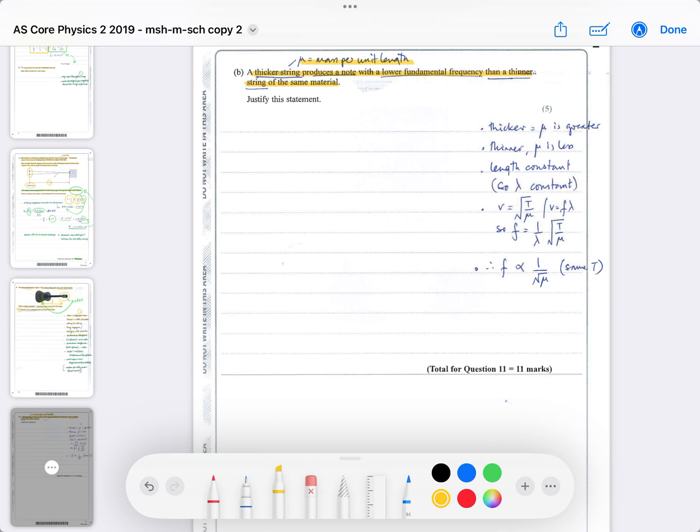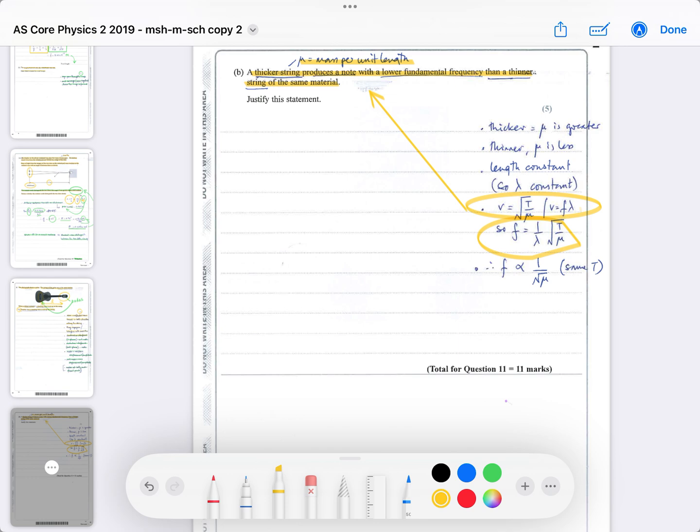And the equation for the speed of a wave on a string is v, speed, is equal to the square root of tension divided by the mass per unit length. So this is relating to that. So you can see the thicker string will have a bigger value of mu, so the velocity will be less. And you also know that velocity equals f lambda, so you can change v for f lambda and you can come up with this equation, which is commonly used in AS level, okay?